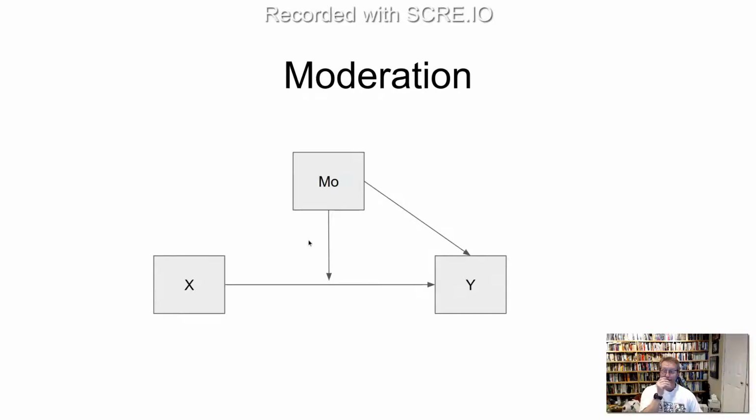So I'm going to talk about mediation and moderation, two separate models that are more complex and perhaps more influential in terms of understanding scientific causal processes. I begin with moderation. In this graphic depiction, my primary predictor, X, causes Y, and I have a moderator that influences the relationship between X and Y, but the moderator also may have a direct relationship with Y.